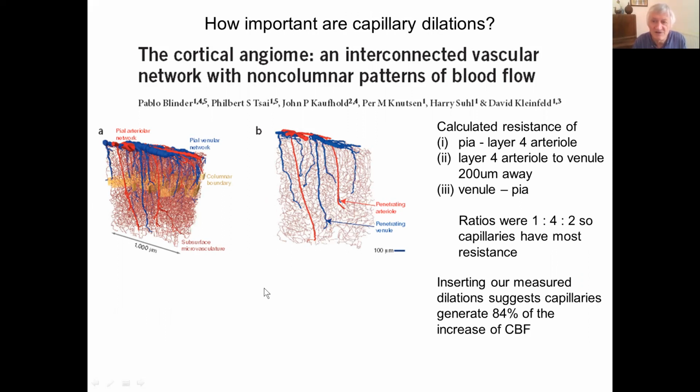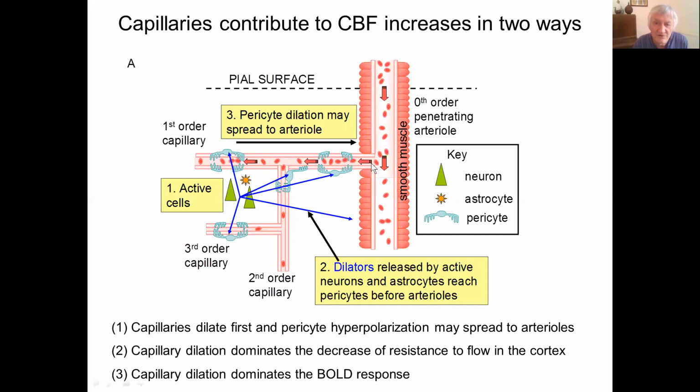And plugging in our measured dilations, we estimate that more than 80% of the increase of blood flow is generated by the capillaries. So if you look at this diagram of the plumbing again, active neurons and their associated astrocytes release stuff, prostaglandins, which dilates capillaries. That signal may propagate along the capillary. And the capillary dilation dominates the decrease of resistance to flow, and it is also the first thing that happens. So it's faster and it's bigger in terms of its effect on blood flow. So on the whole, the capillary dilation by pericytes is mostly what is increasing the blood flow.